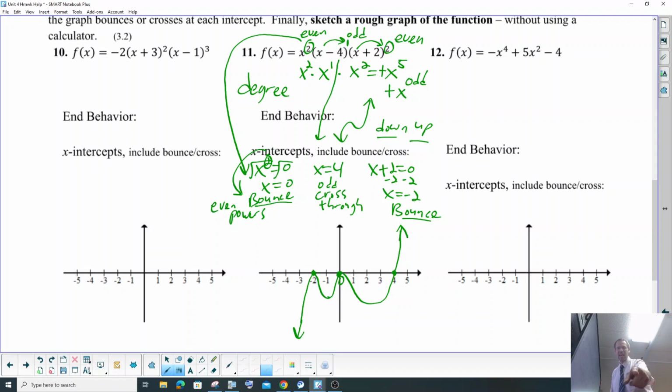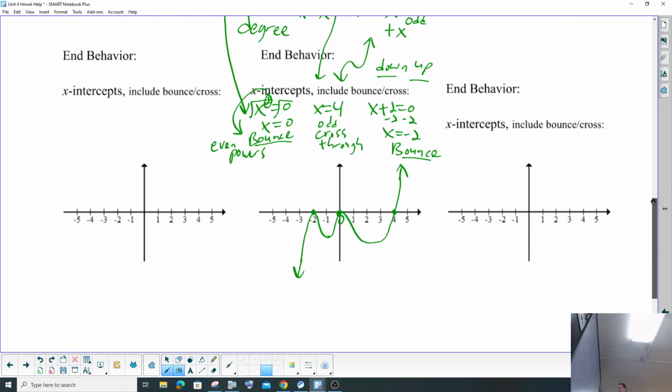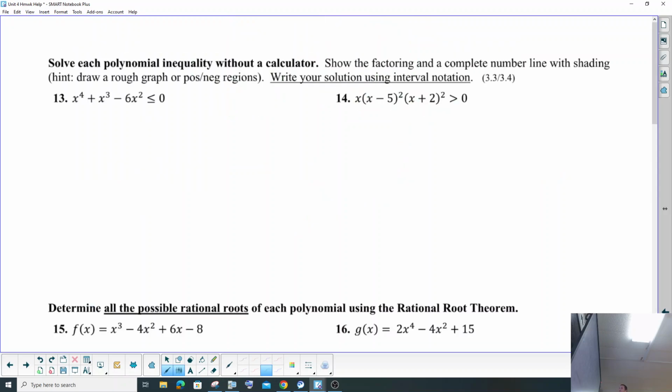Okay, try it again for 10 and 12. Do it. There we go. Nice. Do you remember how to do inequalities? Do you remember how to graph those? Pause me right now. Try number 13 on your own. Pause me. We're doing a good review on this assignment. So inequalities. Pause me. I'm waiting.